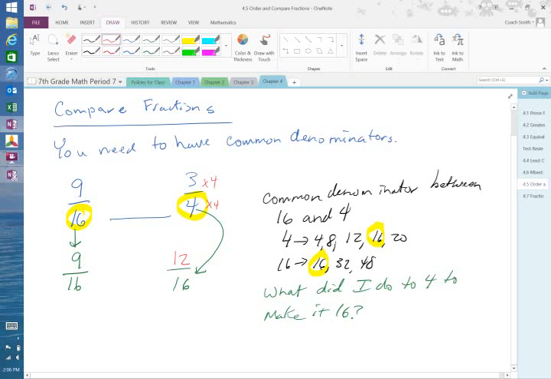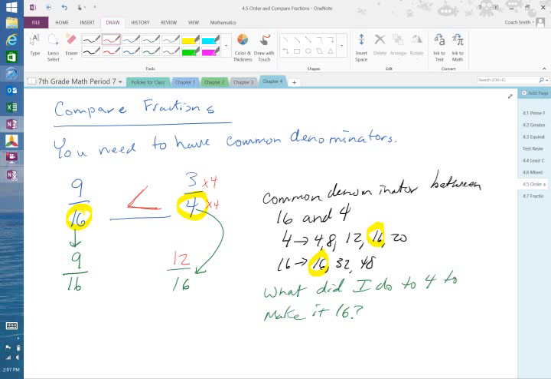So which one is bigger, 12 or 9? 12. If I have 16 pieces of pizza, which is going to be more, 9 slices or 12 slices? 12. So therefore, 3/4 is larger, so we put the is greater than sign in the blank. That is greater than? It is?